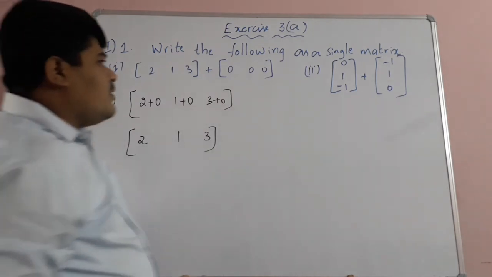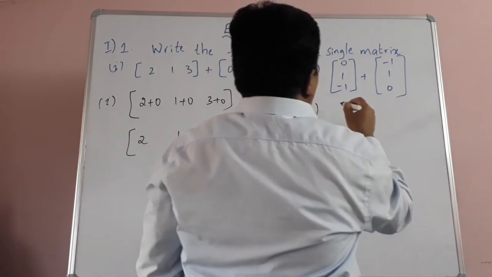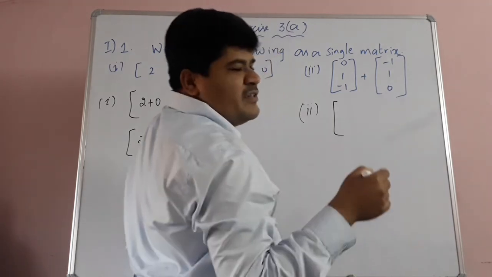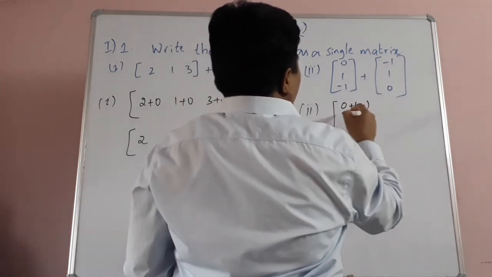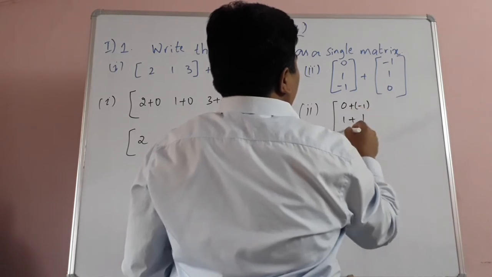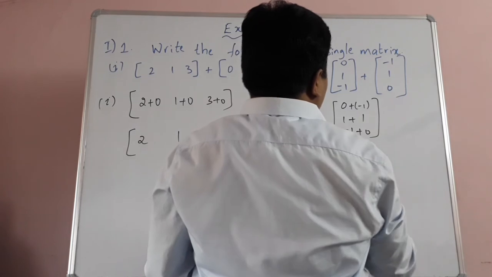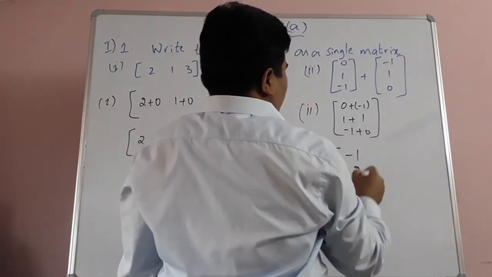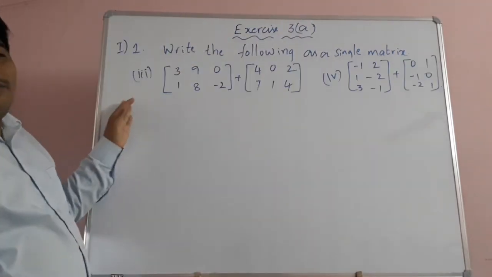Now next, children, the second problem. These two matrices are column matrices, and we need to add the corresponding elements, children. 0 plus minus 1, 1 plus 1, minus 1 plus 0. So that is equal to 0 plus minus 1 is minus 1, 1 plus 1 is 2, minus 1 plus 0 is minus 1. And this is the answer.